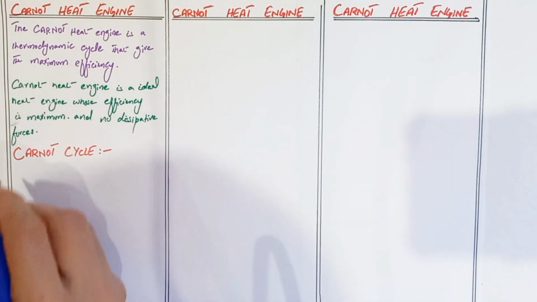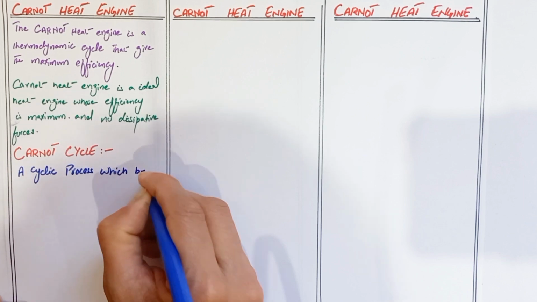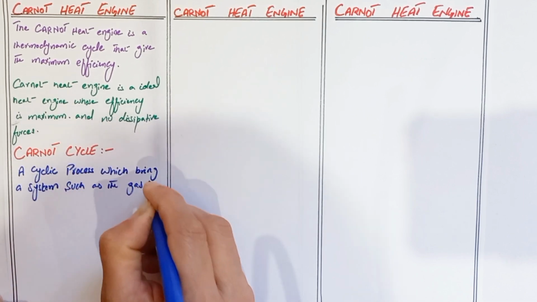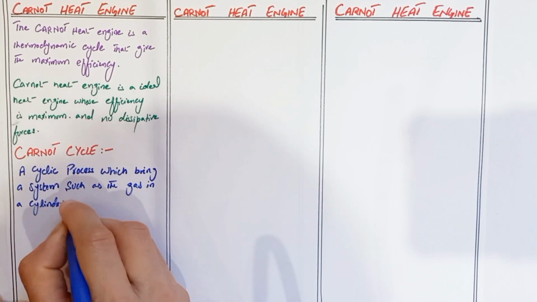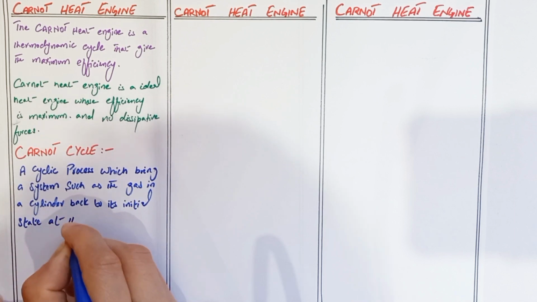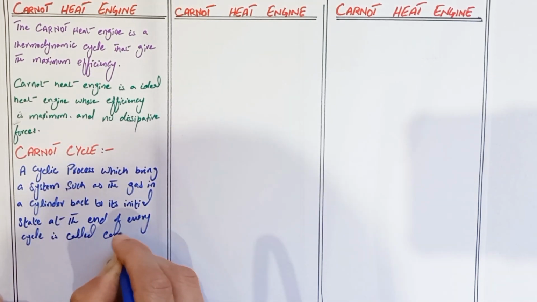Now we discuss the Carnot cycle. A Carnot cycle is a cyclic process which brings a system, such as the gas in a cylinder, back to its initial state at the end of every cycle.